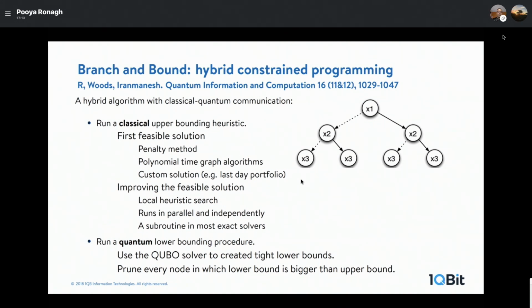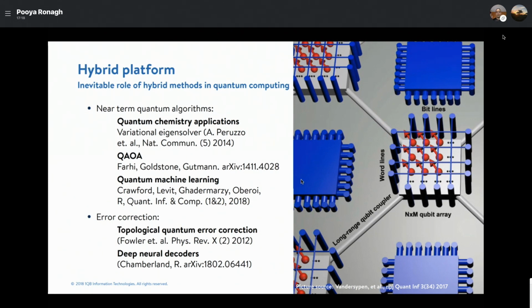Of course, this would require a hybrid method, so you would have to have less communication lag between the classical and the quantum computer. But I think we're getting familiar and used to hybrid methods, at least for near-term quantum algorithms in quantum chemistry applications, in QAOA, in quantum machine learning. But I also want to point out that even in far future algorithms, you would still want to have a hybrid platform of digital processing units and quantum processing units, for example, in error correction applications.